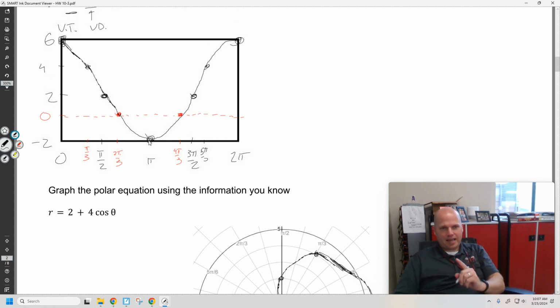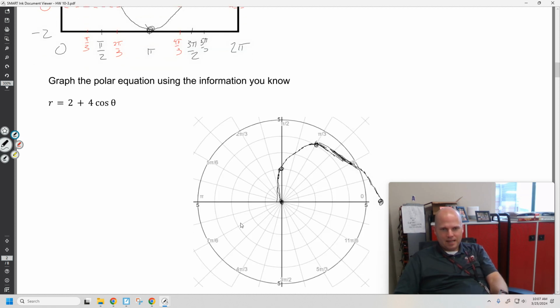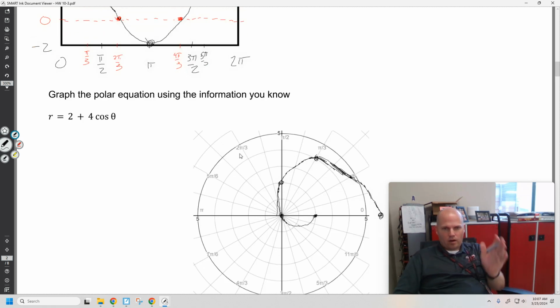Pi, negative 2. How do we get there? We create this inner loop where my angles between 2 pi over 3 and pi are right here. That means I need to be between 5 pi over 3 and 0. So I probably went a little bit too far. If you want to zoom in, you can see you got to keep this between 5 pi over 3, which is opposite 2 pi over 3, and then 0 right there.